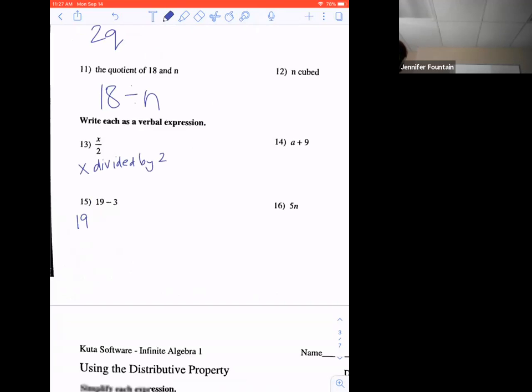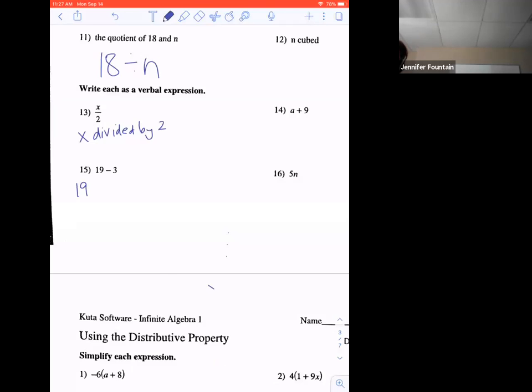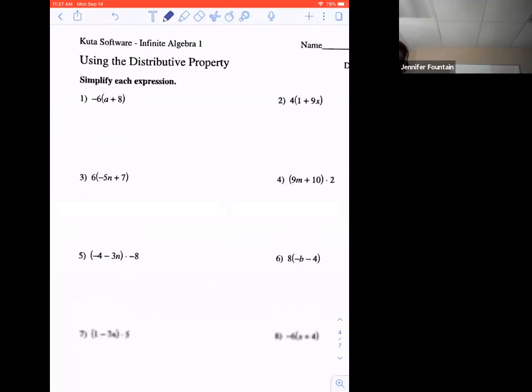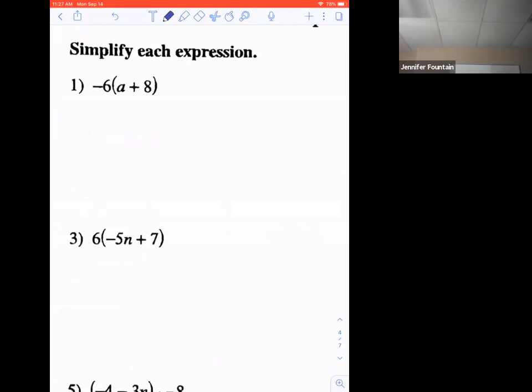Let's move on to using the distributive property. Remember that when we distribute, we want to make sure that the term outside of parentheses gets multiplied by each term inside parentheses. So in the first one, I have -6 times a plus 8. So that means I'm going to multiply -6 times a, which is -6a. Then I have -6 times a positive 8. A negative times a positive is a negative. 6 times 8 is 48.